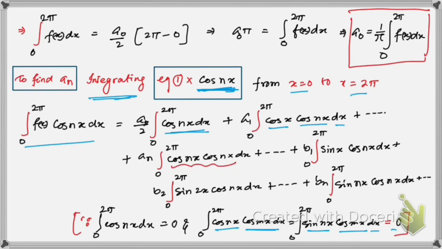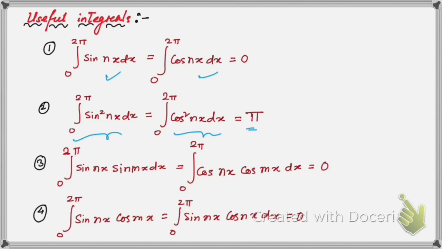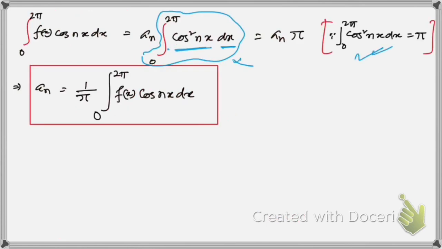Now let me go to the next slide. So here we have cos square nx dx. For this I have already given some useful integrals. From there, this is equal to pi. Let me show you that. Here it is: the integral from 0 to 2 pi of cos square nx dx is pi. That is the important integral that we have used here. Using that, we have got an pi is equal to this.